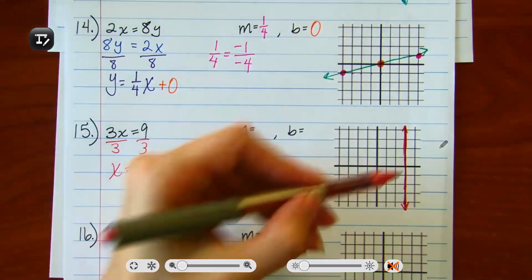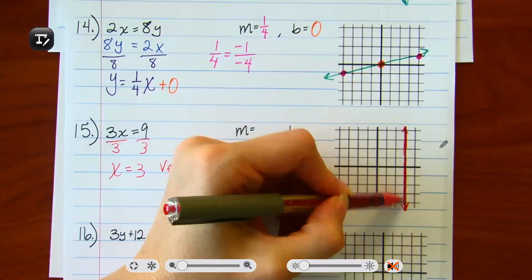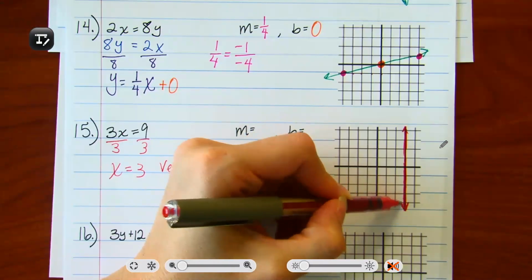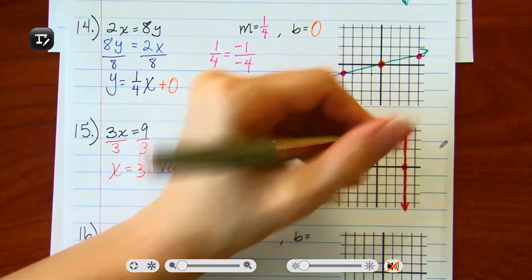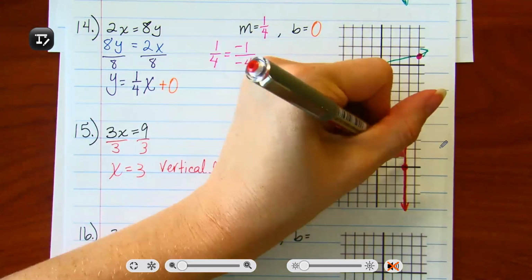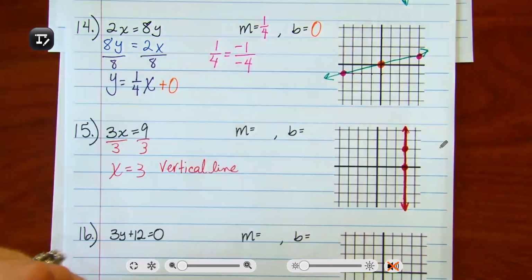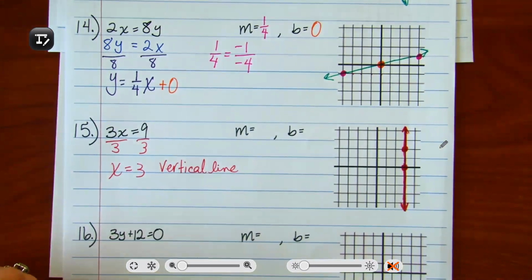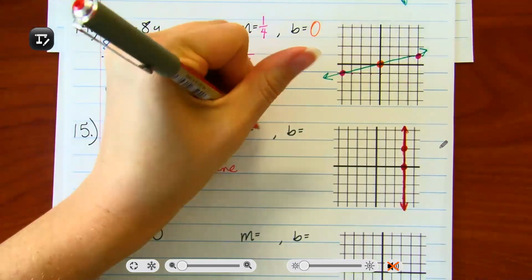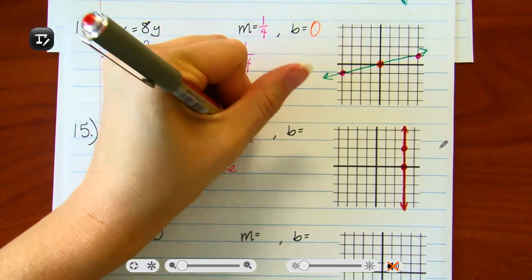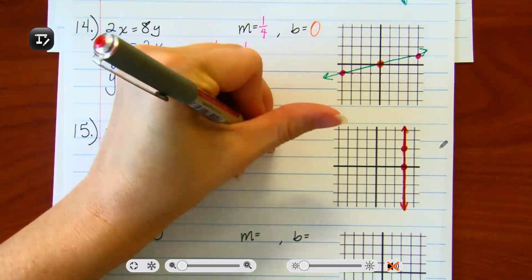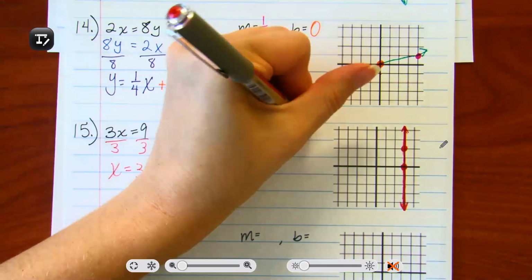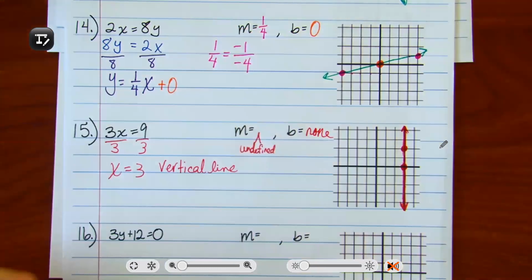Okay, so like if you're doing this on the computer and you need to plot a point, you can just plot any point that has an x value of 3 and then any other point that has an x value of 3. So in this case, the slope is actually undefined. And there's no y-intercept.